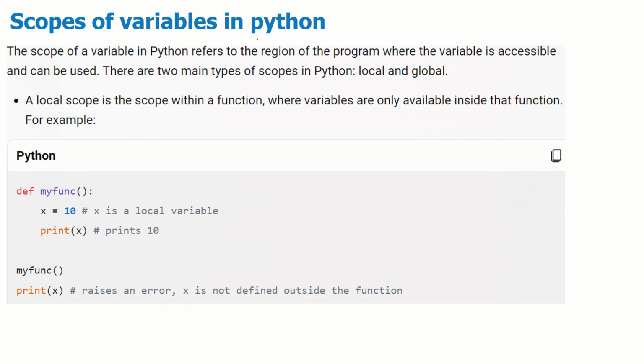Scopes of Python variables. There are two scopes of the variable: one is global variable, the other is local variable. If we are using a variable inside a function, for example x is equal to 10, this is a local variable. It is defined inside this function, and this variable cannot be used anywhere other than this function. So outside of this function, we can't use this variable. So this is the local variable.